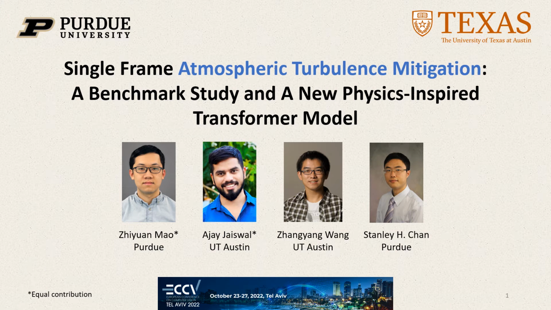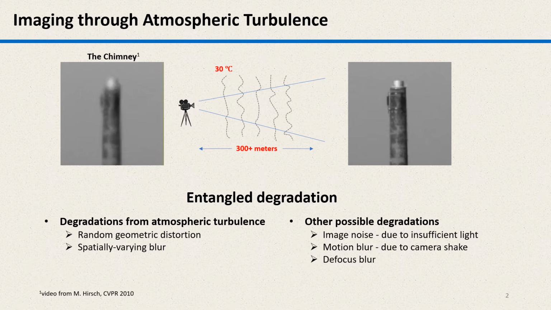Today I'm representing my co-authors to present our work, Single-Frame Atmospheric Turbulence Mitigation: a benchmark study and a new physics-inspired transformer model. Atmospheric turbulence effect occurs when one tries to take high-resolution images or videos over a long distance. This video, called the chimney, is a widely used benchmark data for evaluating atmospheric turbulence mitigation algorithms.